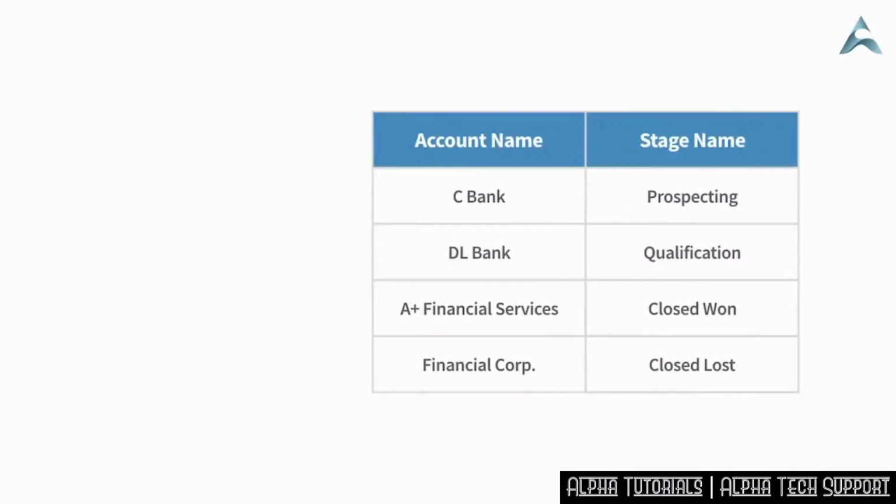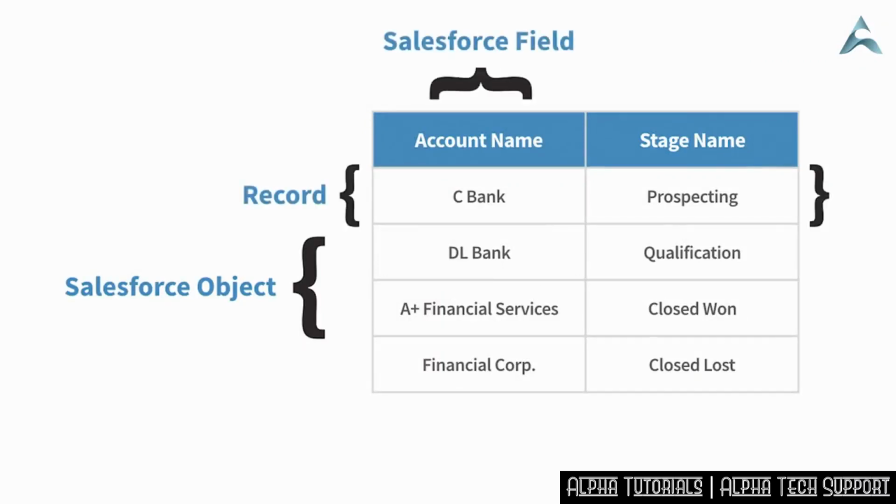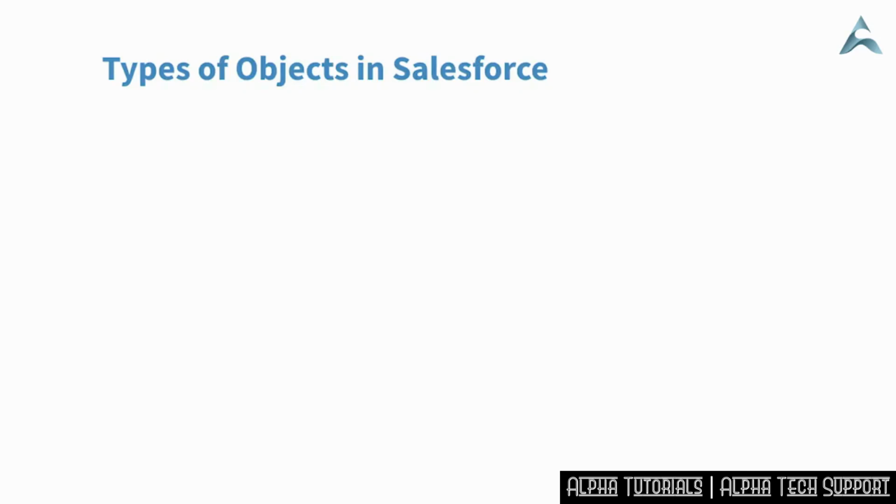Salesforce's data is organized in a way that can be compared to an Excel sheet, where each sheet is an object. As it relates to Salesforce terms, columns are fields and rows are records, a specific instance of an object. Your database is made up of objects. There are different types of objects in Salesforce: standard objects, custom objects, external objects, platform events, and big objects.